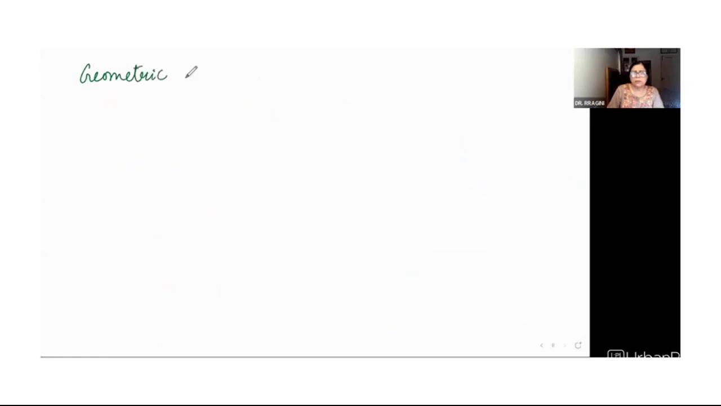Geometric mean. Now go by the concept. Like when we talk about a single mean, we have two numbers, A and B. We have to insert a number C. Now, what is the concept of geometric mean? Geometric mean means when we multiply a number by a particular constant, we get the second number. We multiply this by the same constant, we get this number.